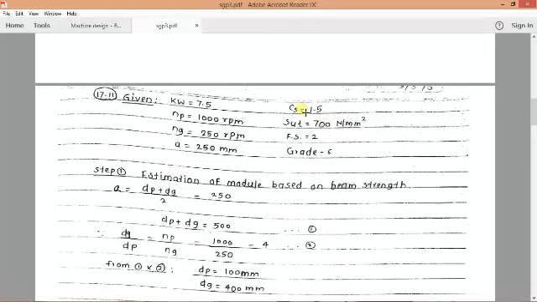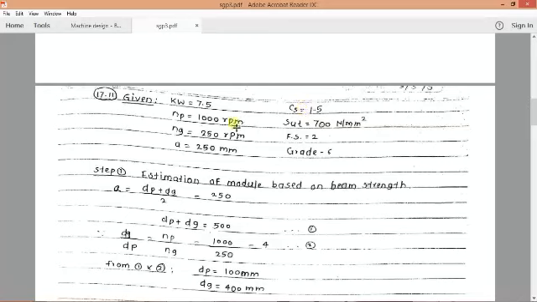CS is given here as 1.5. Then the speed of the pinion is given as 1000 rpm. The speed of the gear is given as 250 rpm. It is also mentioned that the power is 7.5 kilowatt, and 250 is the revolution speed of the gear.